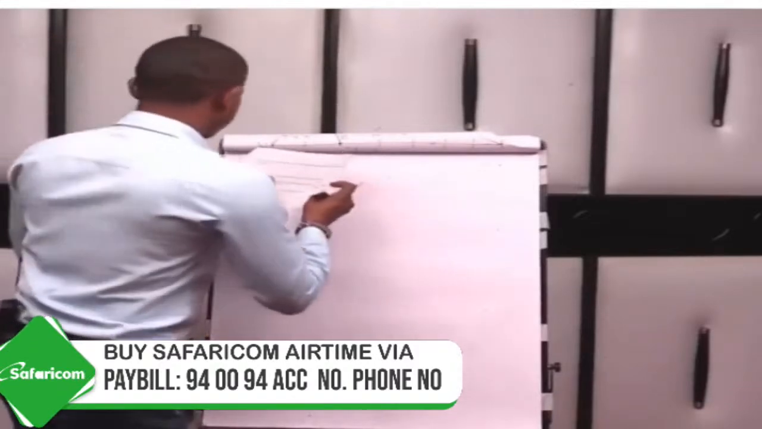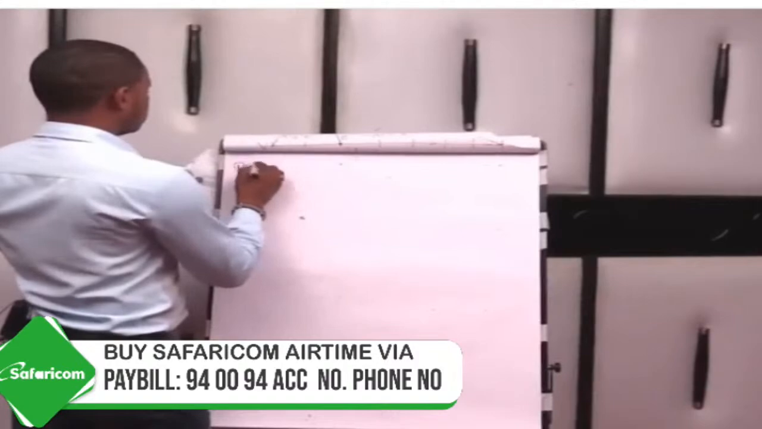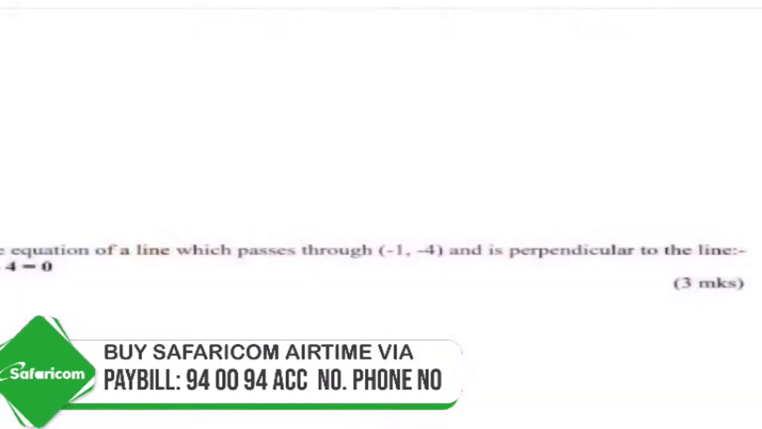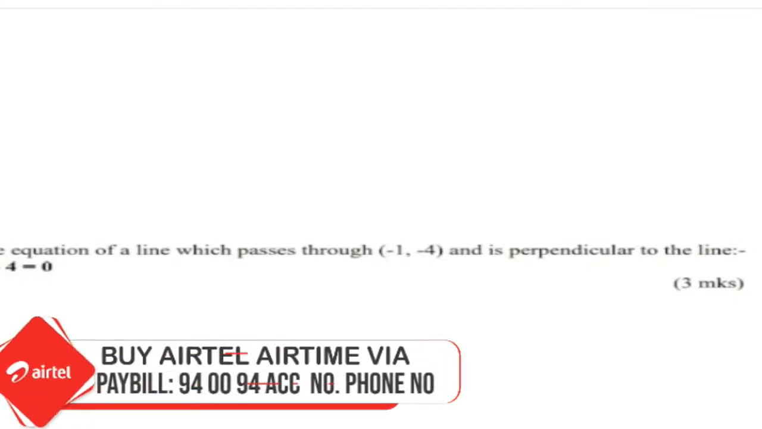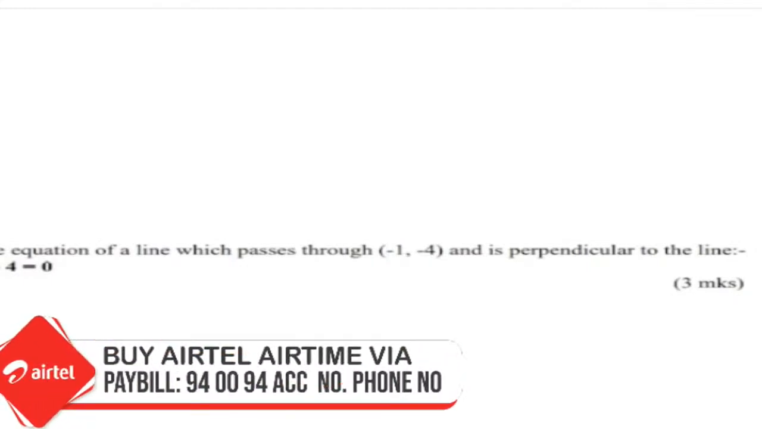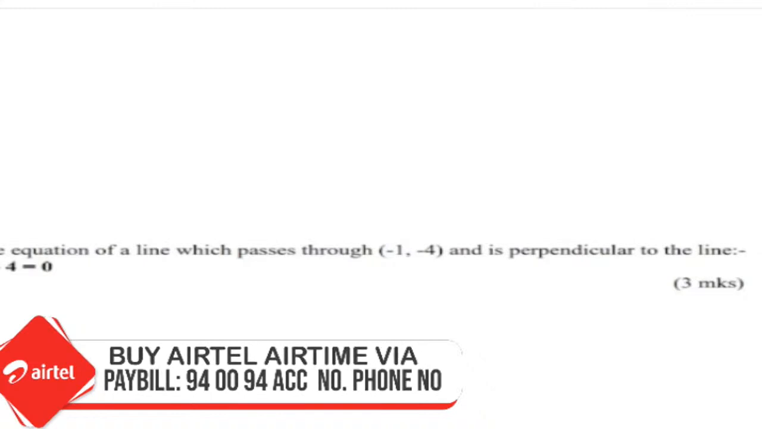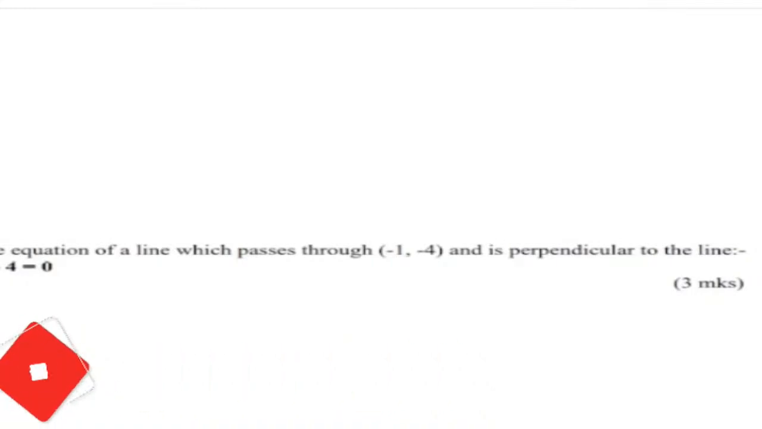Question number 8. Find the equation of a line which passes through negative 1, negative 4. And this line is perpendicular to this line: y plus 2x minus 4 equals 0.